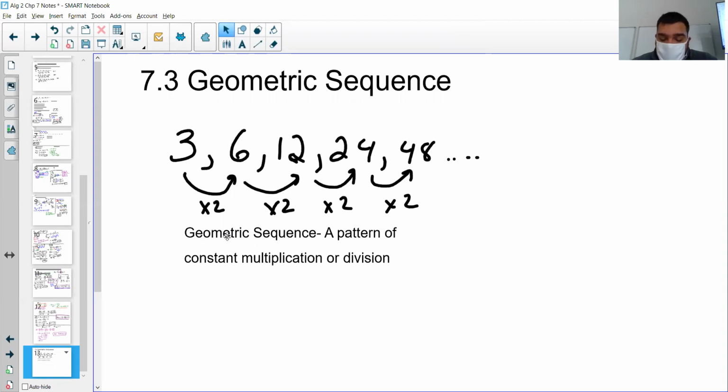No, this is completely new. Last time we did arithmetic sequences, which was patterns of adding and subtracting.